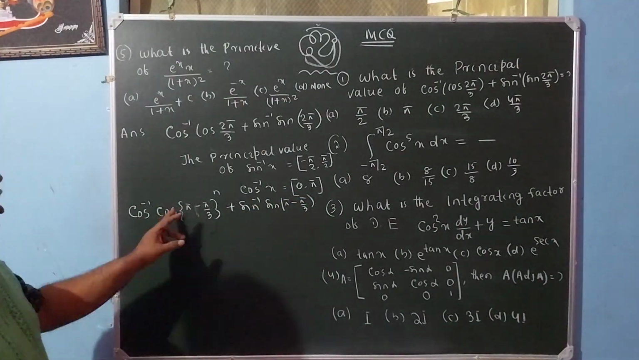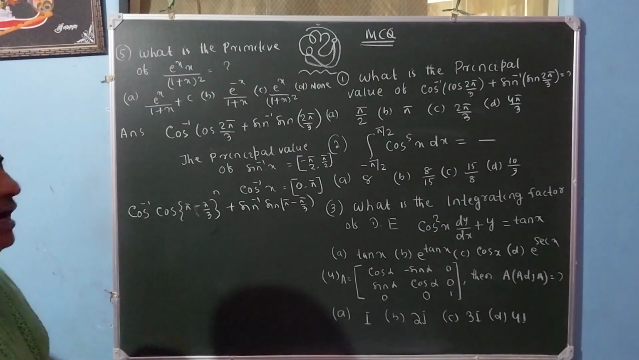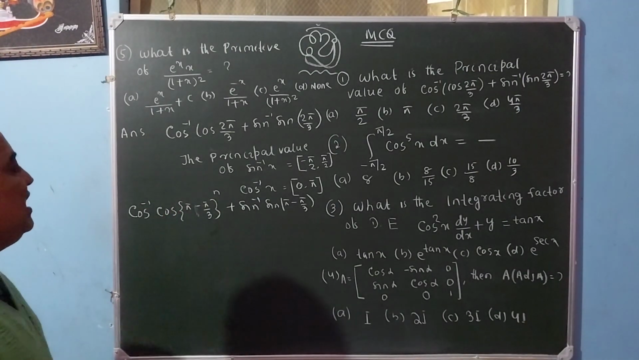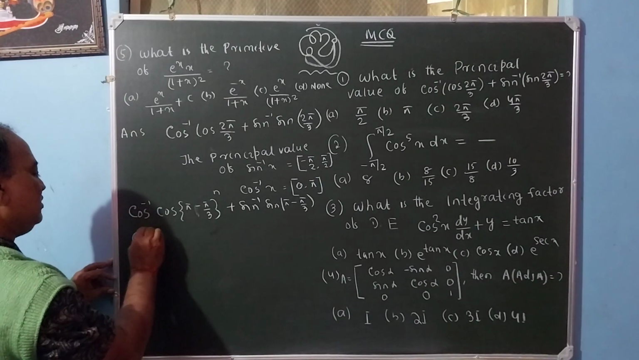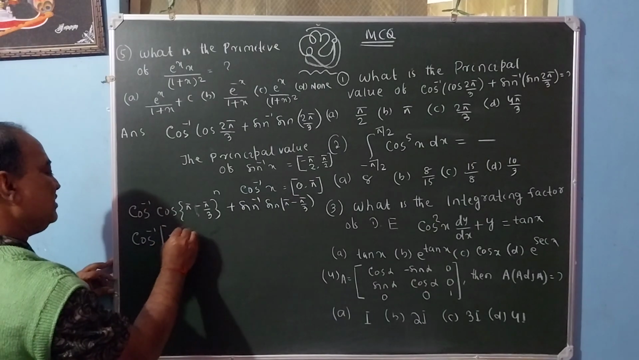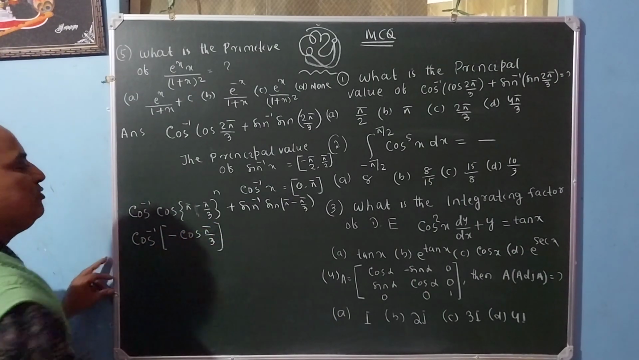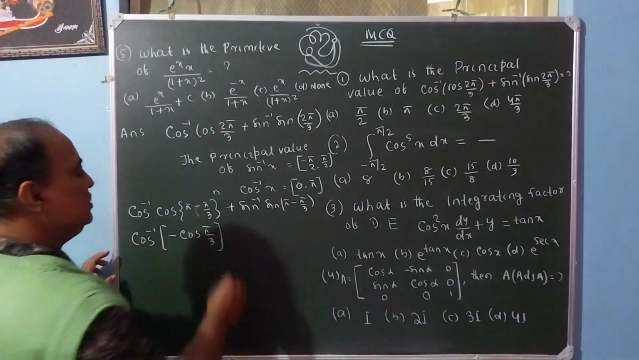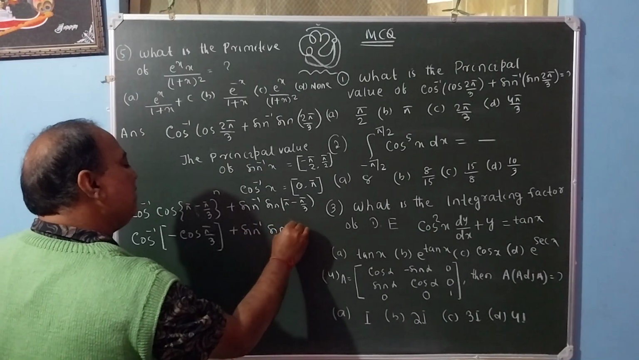Okay, cos of pi minus theta, you remember, lies in the second quadrant, whose value is negative. Cos of pi minus theta is minus cos theta. So cos inverse of minus cos pi by 3. Sin of pi minus theta is sin theta. So sin inverse sin pi by 3.